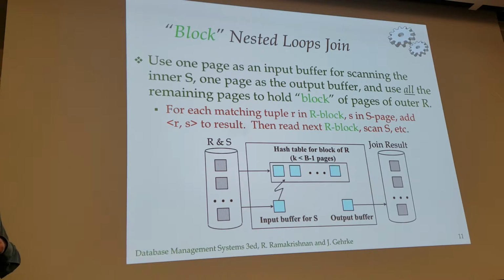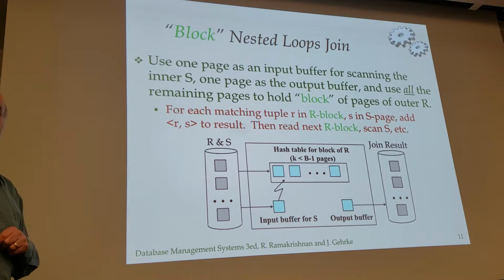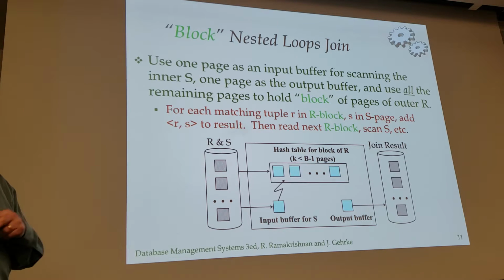Questions about this? Yeah. So the only I/O is the loading of the blocks into the hash table. The only I/O for R is the loading of the blocks into the hash table. Of course, for S, for every B minus 2 blocks, you're going to have to load all of this in. And in fact, we're going to get to that calculation in the next slide. Another question? No. Okay.